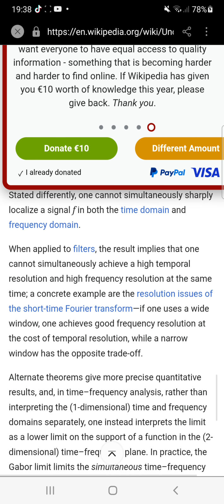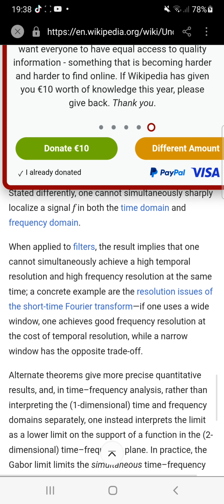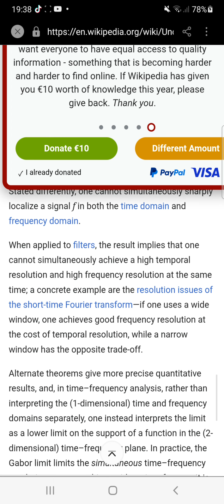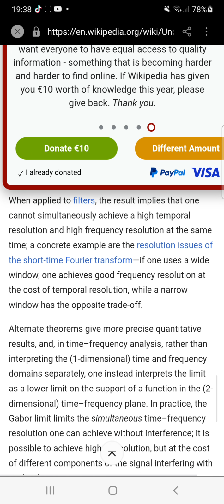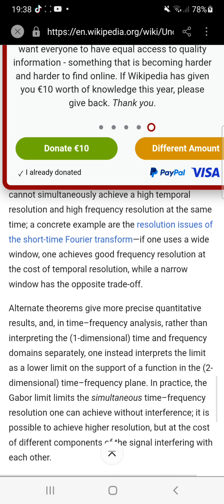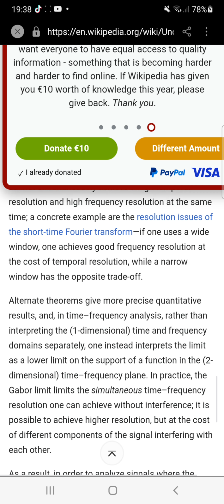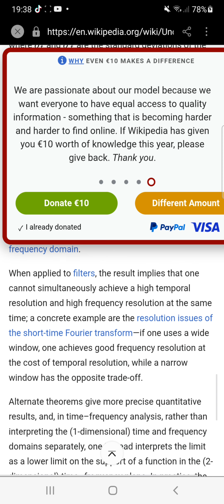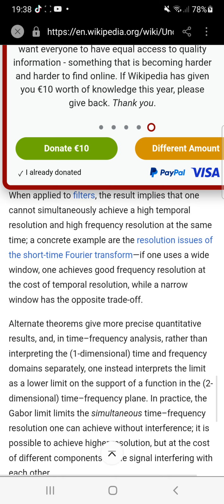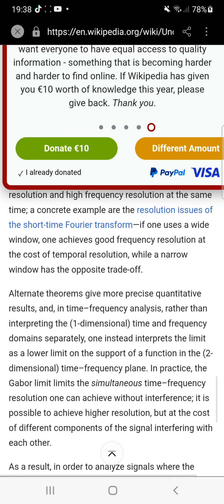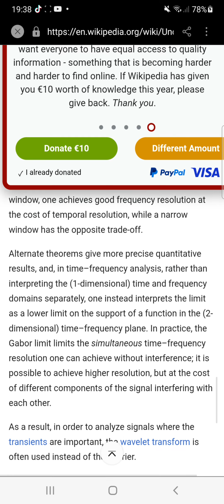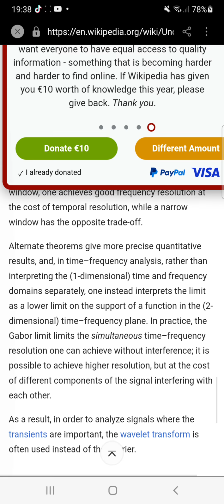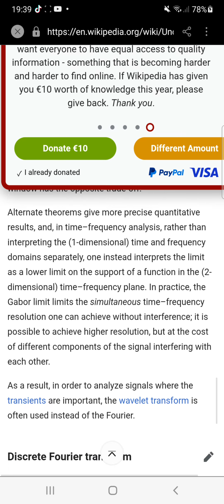Stated differently, one cannot simultaneously sharply localize a signal f in both the time domain and frequency domain. When applied to filters, the result implies that one cannot simultaneously achieve high temporal resolution and high frequency resolution at the same time. A concrete example is the resolution issue of a short-time Fourier transform. If one uses a wide window, one achieves good frequency resolution at the cost of temporal resolution, while a narrow window has the opposite trade-off.